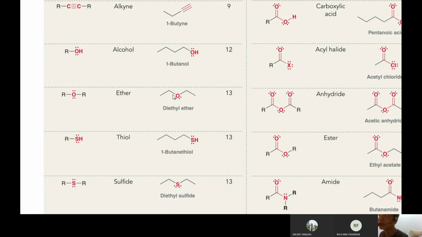For ether, you have carbon, oxygen, carbon. The oxygen is sandwiched between two carbon groups, so we call it ROR. The R means carbon group, and R is another carbon group. RCCR is the alkyne; whenever there is a triple bond, it's an alkyne. For ROH, any carbon group with an OH at the end is an alcohol. If you have ROR, or carbon, oxygen, carbon, you call that an ether.